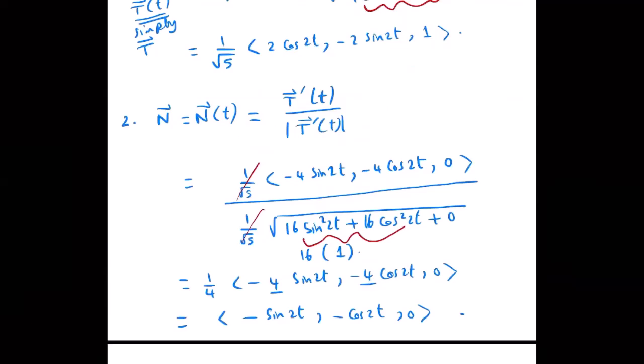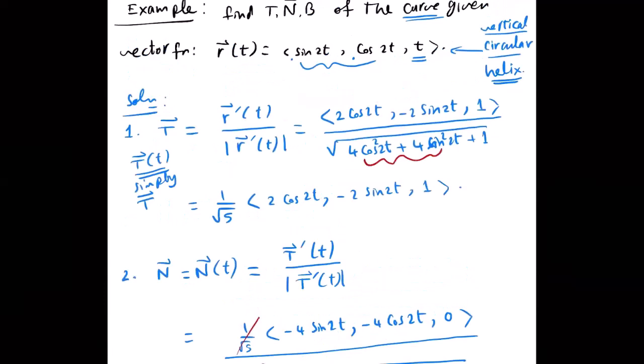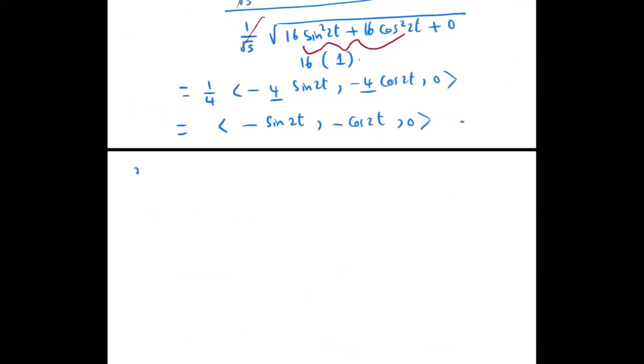We are done? Not yet. We have a third vector to calculate. Which one? The binormal vector, B. What is the definition of that? Binormal means normal to each of T and N, in the direction determined by the right-hand rule.